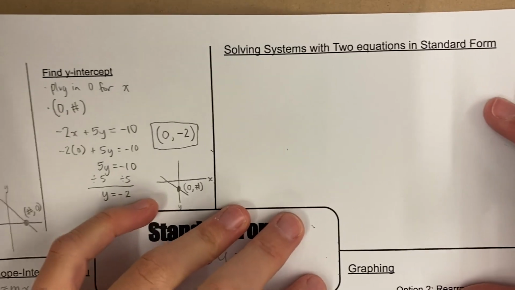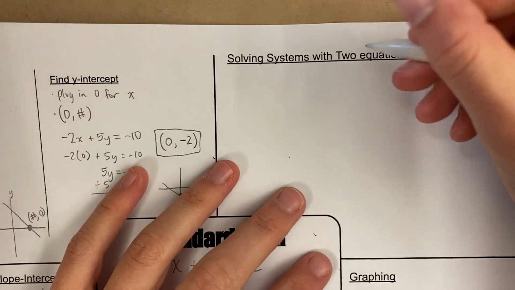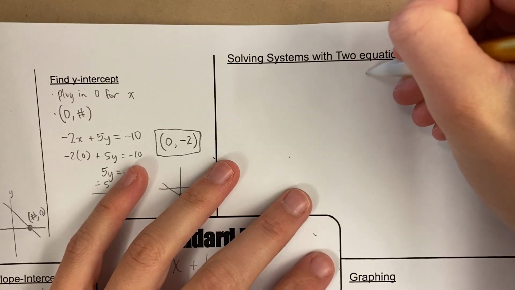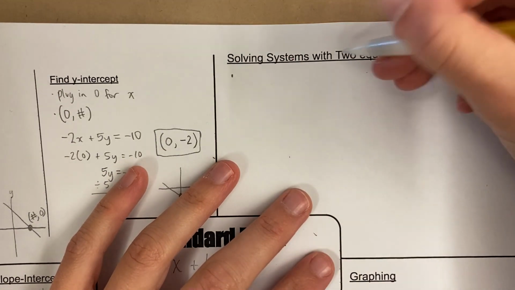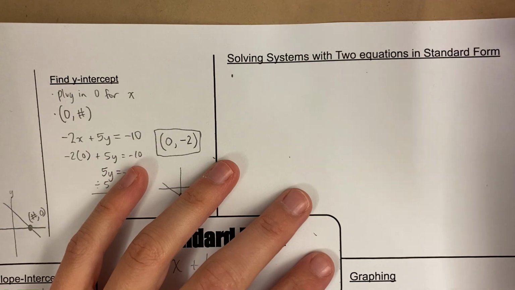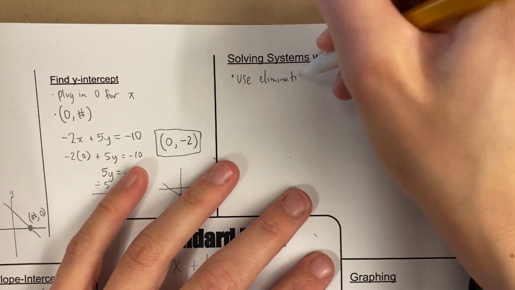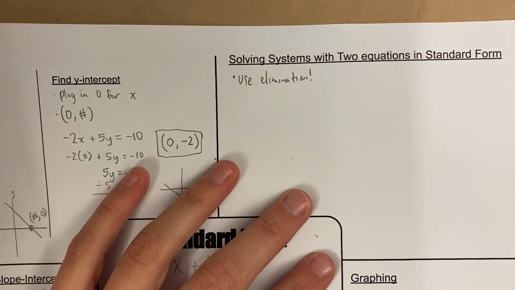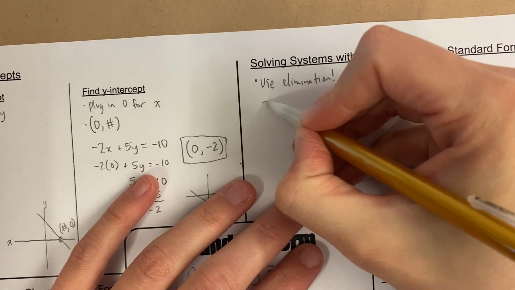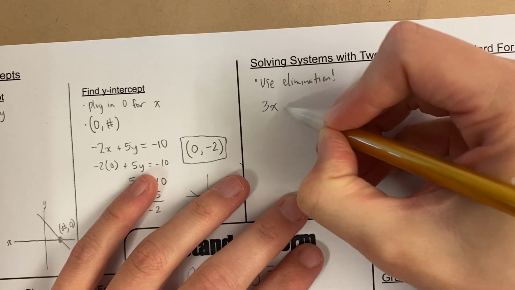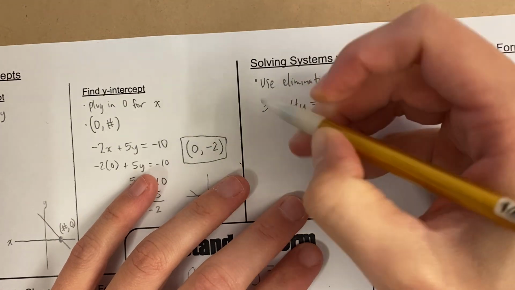The last thing that we know how to do with equations in standard form is we can solve them. We can solve systems with 2 equations in standard form. So let's write the notes first. If I want to solve a system with 2 equations in standard form, I use elimination. That is pretty much always going to be the best strategy when I have 2 equations and they're both in standard form. Now, if I have slope-intercept form, that's a different story, but for standard form, elimination is generally the easiest. So let's say I have this system.